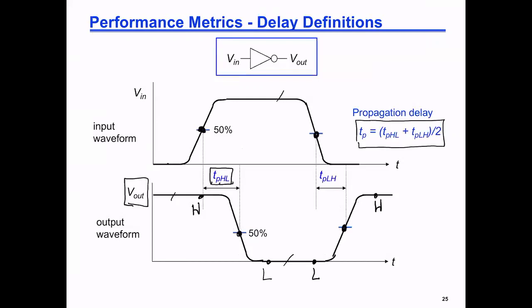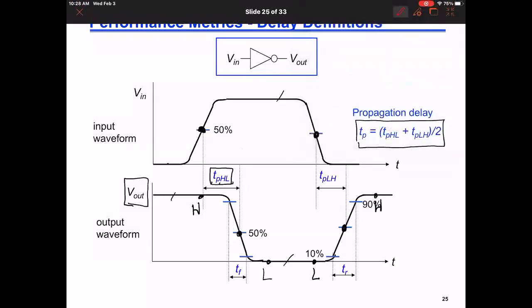And we also define the rise time and the fall time of the signal. The signal is varying from 10% to 90% of its value, and we measure the rise time of the signal. It matters as well.